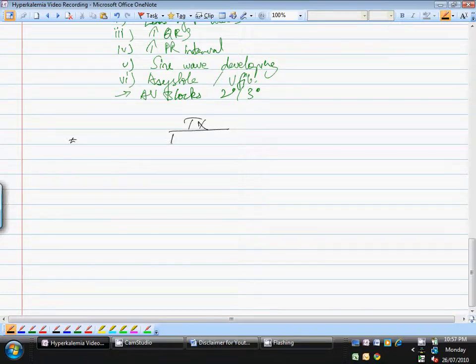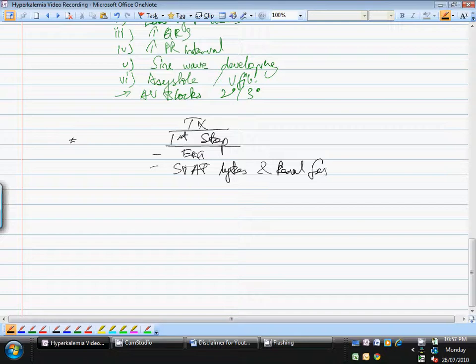Now, when a person comes in and you suspect that they may have hyperkalemia, your first step, of course, is to do an EKG, right? Then you do stat electrolytes and renal function, and you also move on to your second step, which is then initiating treatment.